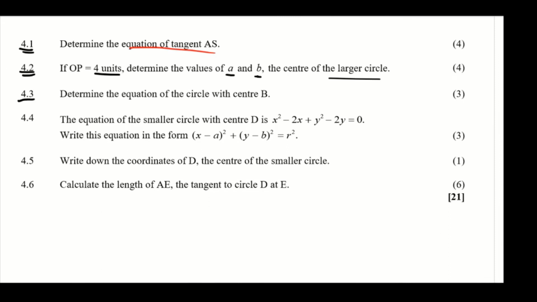So now we're going to do 4.3. It says determine the equation of the circle with center B. So remember that we found the coordinates of B, which is A and B, and we found them to be A value is minus 4 and B value is 2. So these are the center coordinates of the circle, the bigger circle. So we need to find the equation of that circle, right?